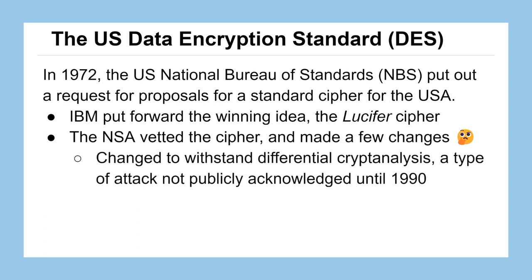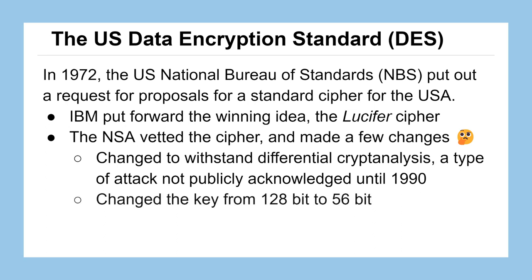They wanted to help make a few changes so that it would be resistant to a particular type of cryptanalysis attack called differential cryptanalysis that nobody really publicly even acknowledged existed until 1990. So they had some advanced knowledge of this kind of mathematical attack, and they wanted to make sure that this cipher was resistant to it. And then they also changed the length of the key. The Lucifer standard called for a 128-bit key, and the NSA had them change it down to 56 bits.